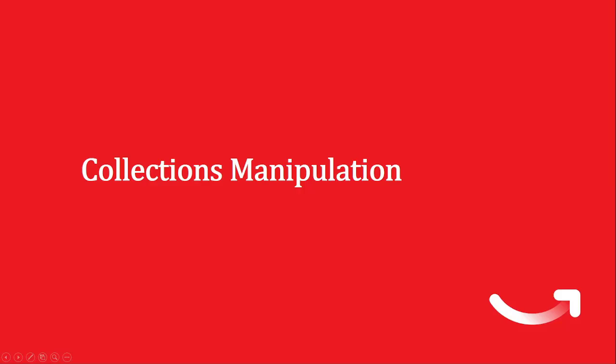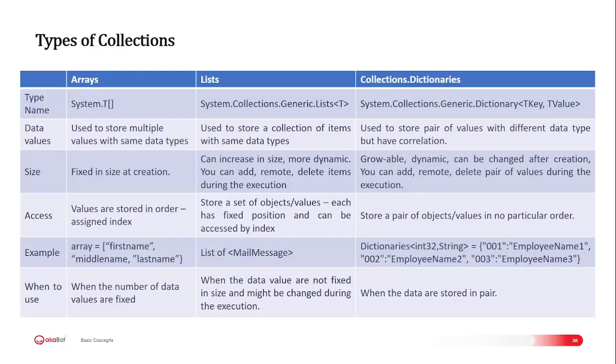Let's dive into collection manipulations. There are three different types of commonly used collections in akaBot: arrays, lists, and dictionaries. First, we have arrays. Arrays are used to store multiple values of the same data type. When you create an array, its size is fixed, meaning once it's set, you cannot change how many elements it holds. The values inside an array are stored in order, and each item can be accessed using an index.